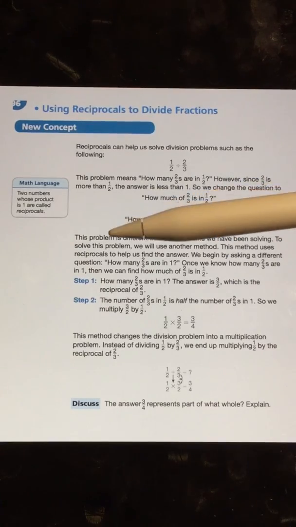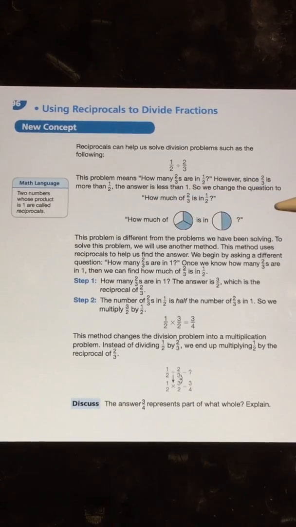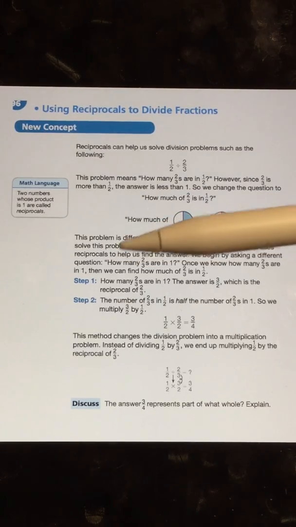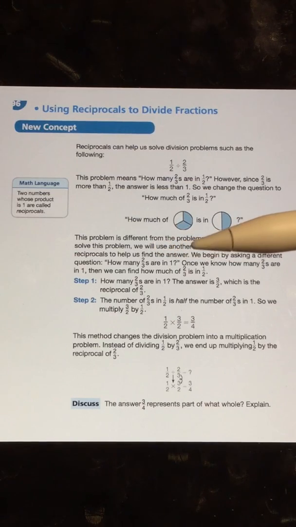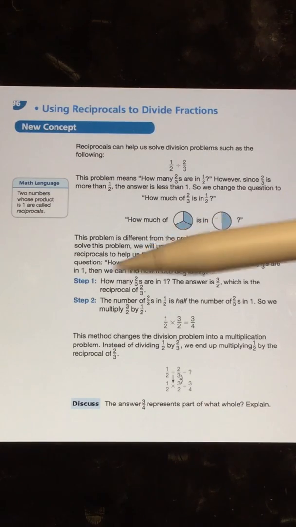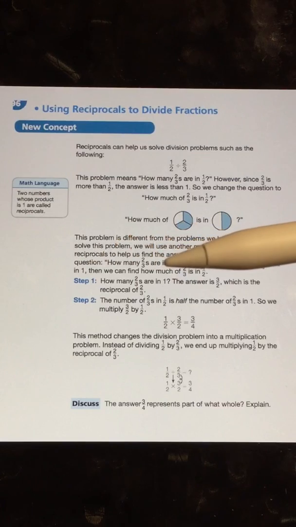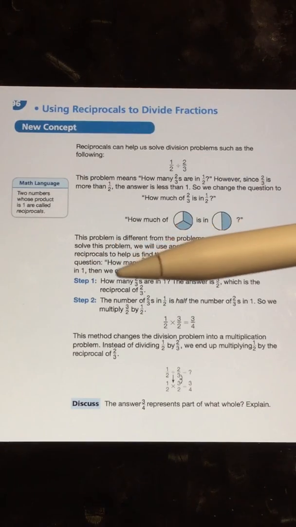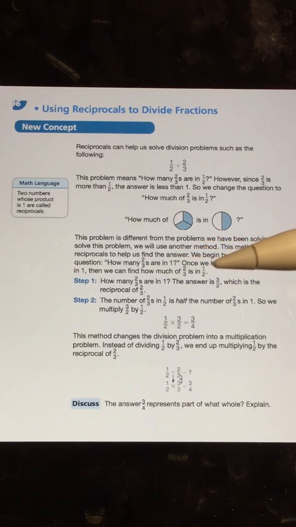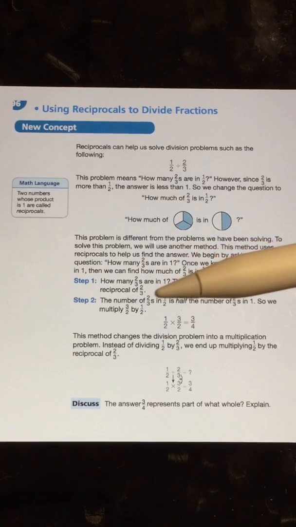All right. So this problem is different from the problems that we've been solving. To solve this problem, we will use another method. The method uses reciprocals to help us find the answer. So we begin by asking a different question. How many 2/3 are there in 1? Once we know how many 2/3 are in 1, then we can find how much of 2/3 is in a half. So, how many 2/3 are in 1? The answer is 3/2, which is the reciprocal of 2/3.